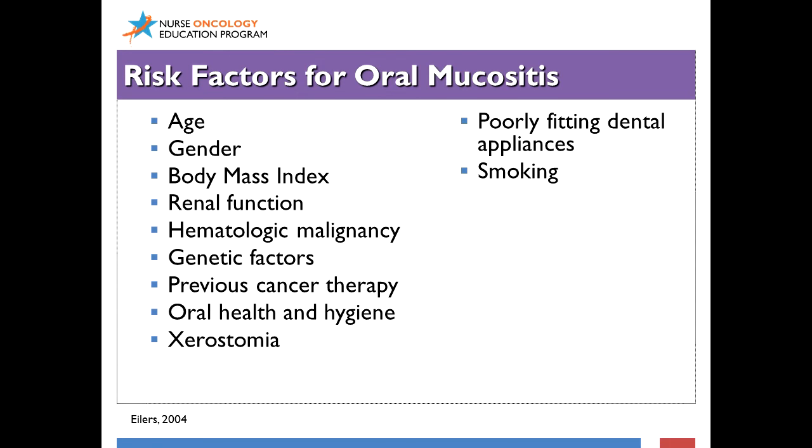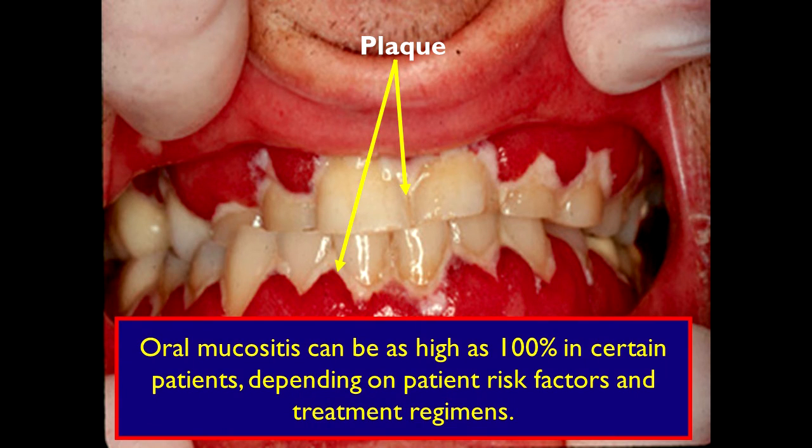Some other risk factors such as tobacco use, alcohol use, poor nutrition, and poor oral hygiene may be ones that can be modified through patient education. Other factors such as malignancy and genetic factors are those which cannot be altered. Oral mucositis can be as high as 100% in certain patients depending on their risk factors and treatment regimens. So what are some patients in your practice that you can predict will have oral mucositis?